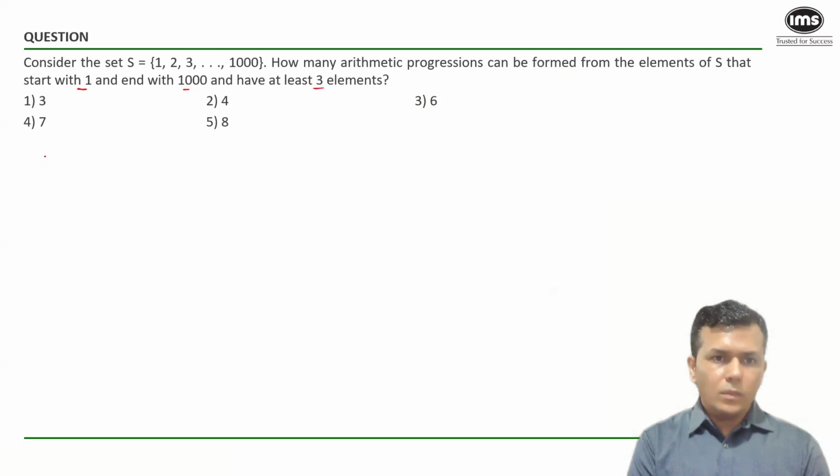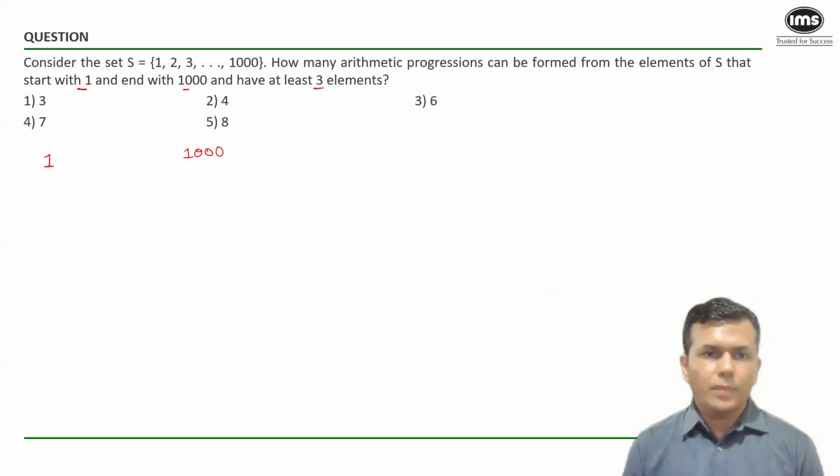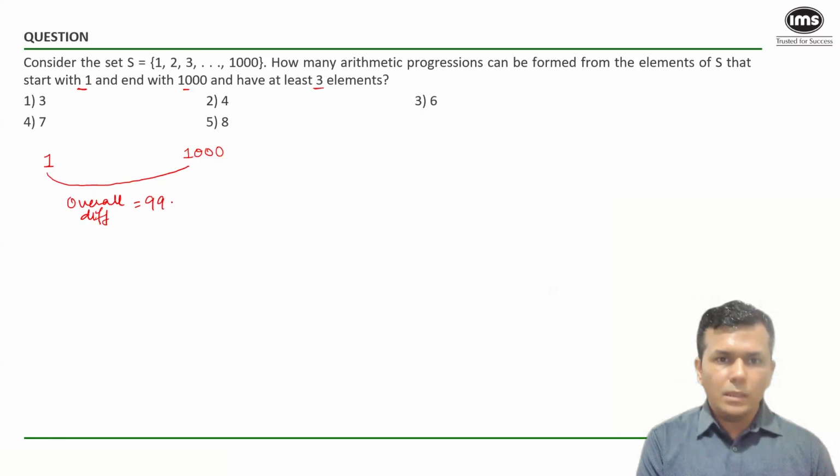So we have to start with 1. We have to end at 1000. Okay, and we need to create an arithmetic progression with 1 as the first term and 1000 as the last term. So what is the overall difference we have here? We'll call it an overall difference. That is equal to 1000 minus 1, which is 999.